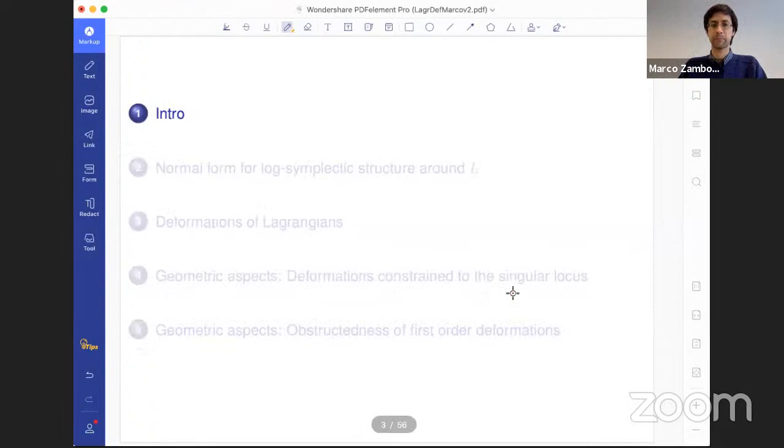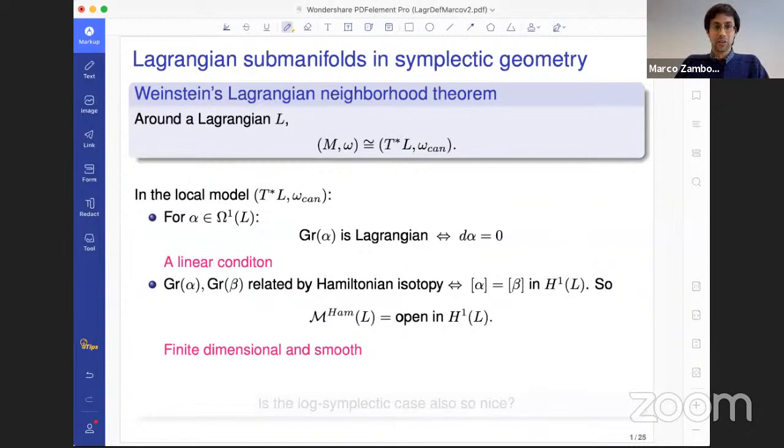So let's start with something very classical: Alan Weinstein's Lagrangian neighborhood theorem in symplectic geometry. Around the Lagrangian submanifold, your symplectic manifold looks like the cotangent bundle of the Lagrangian. And so that allows you to study C1 small deformations of your Lagrangian submanifold. Any Lagrangian submanifold nearby L is necessarily the graph of a section of the cotangent bundle, so the graph of a one form.